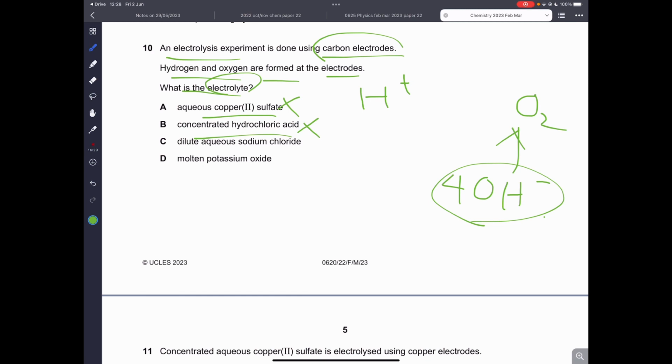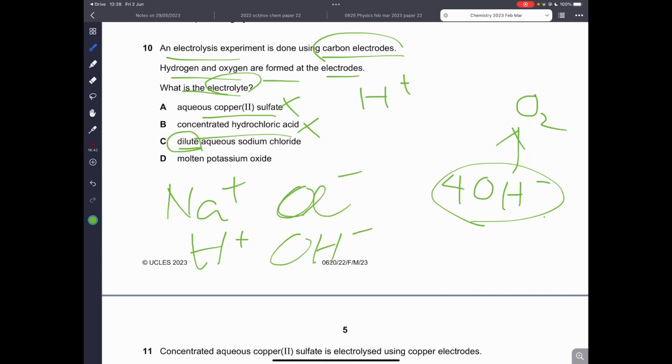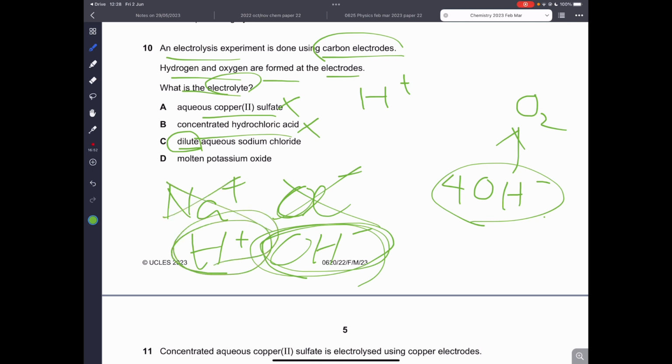It could be, because dilute sodium chloride is Na plus, H plus, OH minus, and Cl minus. Now it says dilute, so chloride ion is not going to be discharged, but the OH ion is going to get discharged. And in the cations, the hydrogen ion is going to be discharged, so Na is not going to be discharged. And therefore hydrogen will form and oxygen will form. So C is the correct answer.